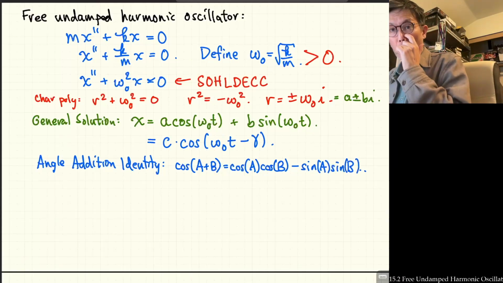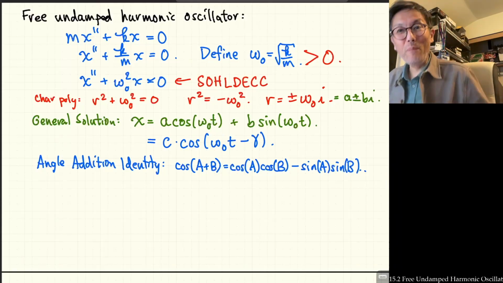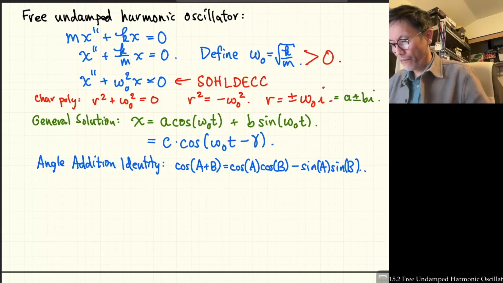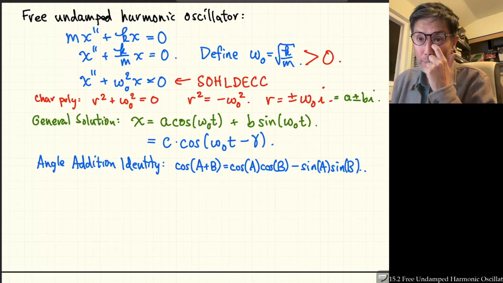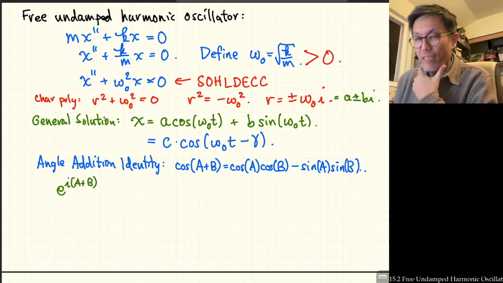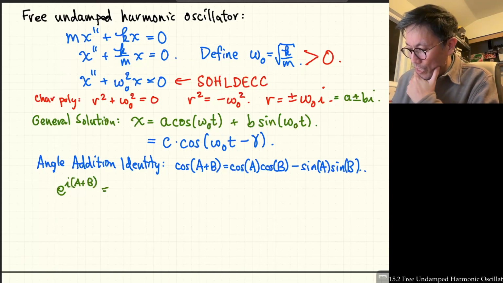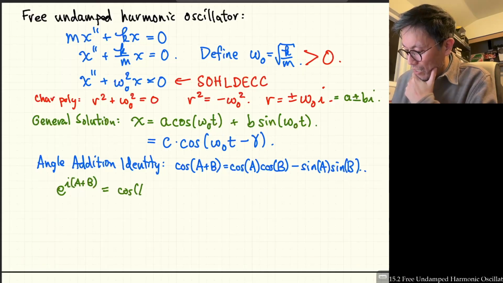Okay. How does one remember this at this stage in your life? Well, there are options for doing this. Think about, for example, oh my God, do I really want to do this to you? e to the i(A plus B). This is how I remember it. I'm not even kidding. e to the i(A plus B). We know by Euler's identity that this is cosine of (A plus B) plus i sine (A plus B), right?